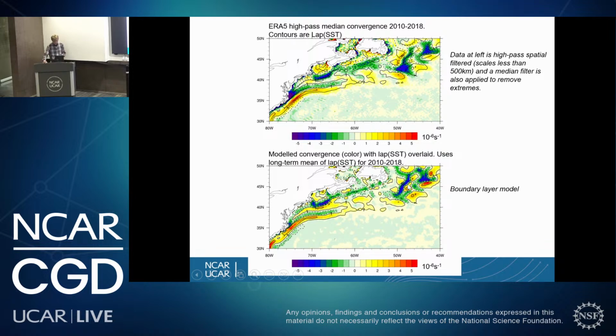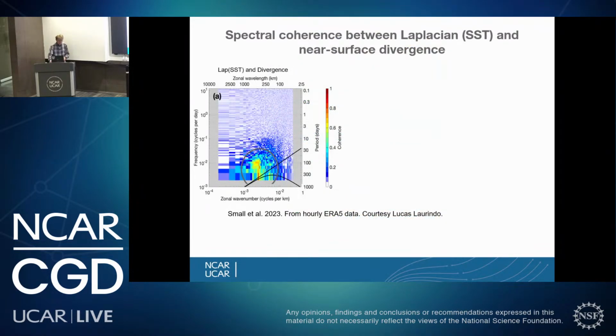There's some phase shifting going on, but it's capturing a lot of the main processes. This is a long-term mean. And again, I've filtered the ERA 5 data. And so what it means is this response to Laplacian of SST is affecting small scales. And there's a kind of assumption that the atmosphere fronts and synoptic storms may be affecting slightly larger scales.